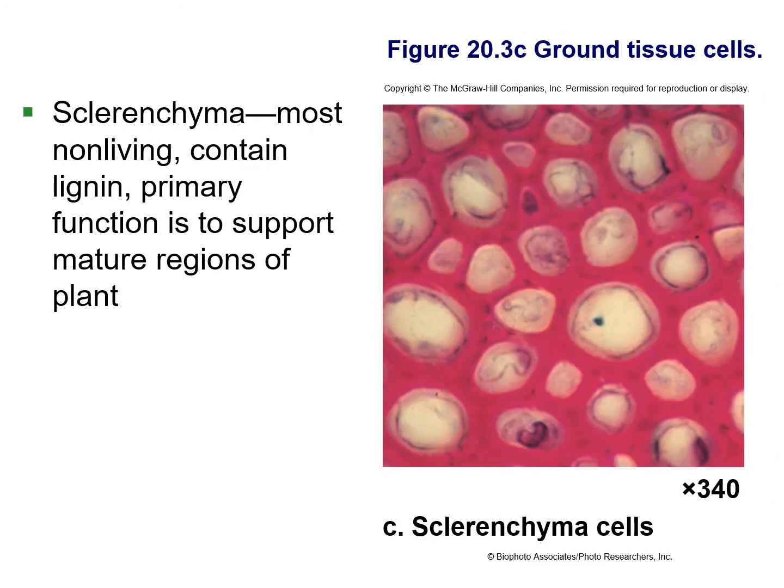But then the sclerenchyma is the one that's going to be non-living, mainly lignin, and it's going to support the mature regions of the plant. So when we're talking about the bark, the woody stems, that's what we're talking about, the sclerenchyma. So it is important to note the difference between those three.